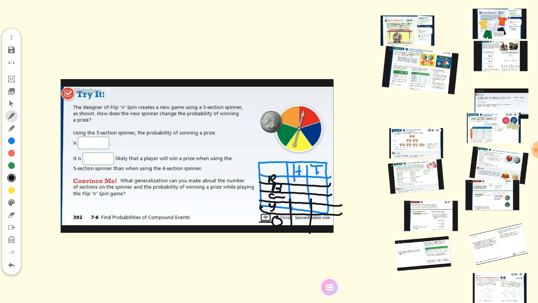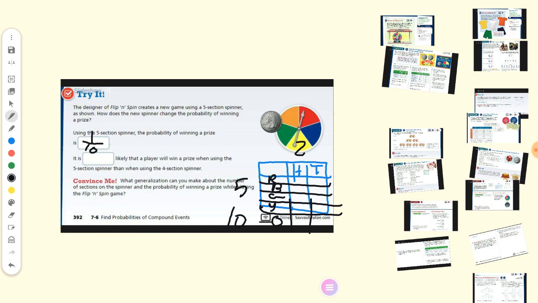So all the arguments are 2 here and 5 here. It's supposed to be 10. The probability of winning is only 1: head with red, tail with red, and so on. So it's 1/10. So it's less likely that the player will win.